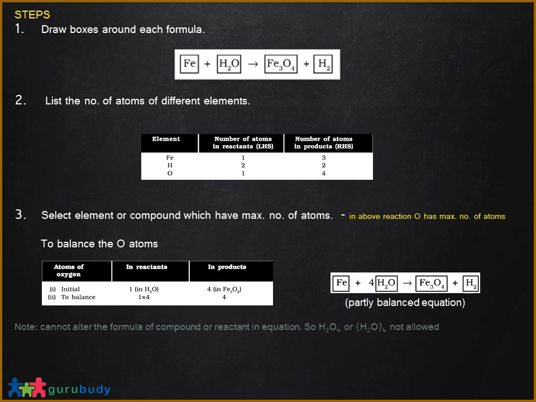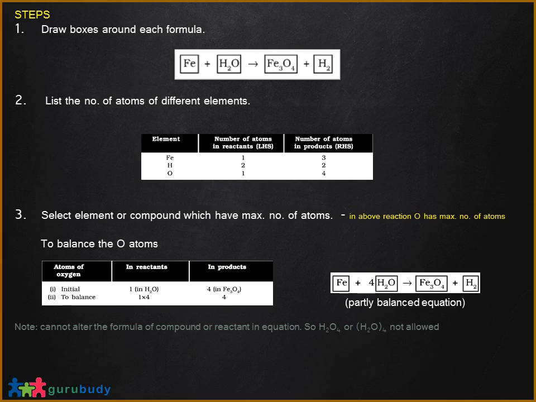The third step is basically, now you select an atom which has the maximum number in reactants or product. So in this equation, we can see oxygen in the product has the maximum number of atoms, 4, right? So to balance, first of all, we will start with balancing the oxygen atom. To balance the oxygen atom, we just multiply the oxygen atoms in the reactants by 4, because we have 4 oxygen atoms in the product.